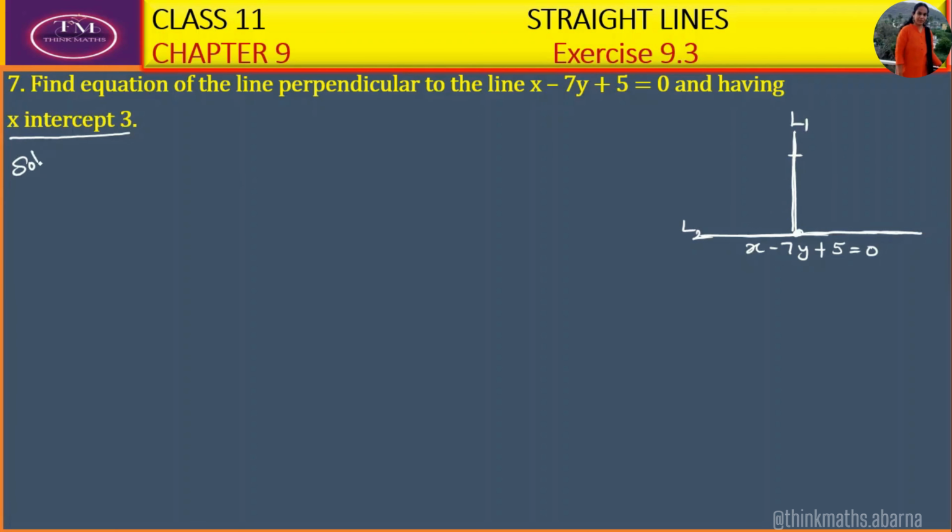Now, let L1 be the required line with x-intercept.